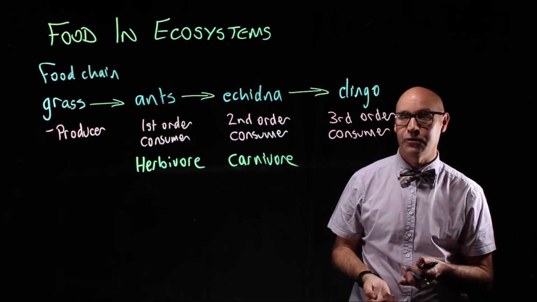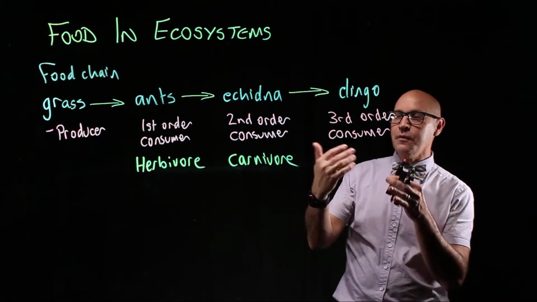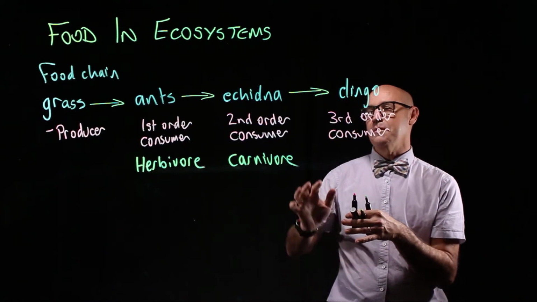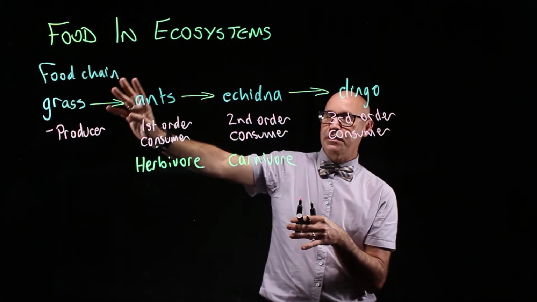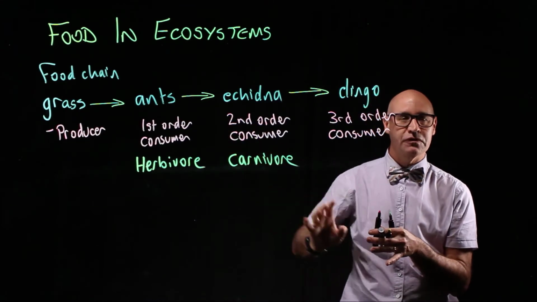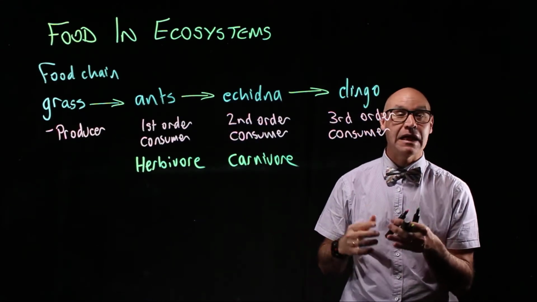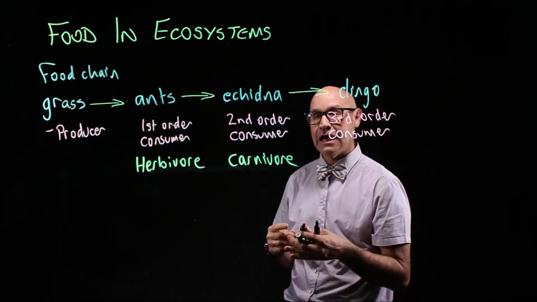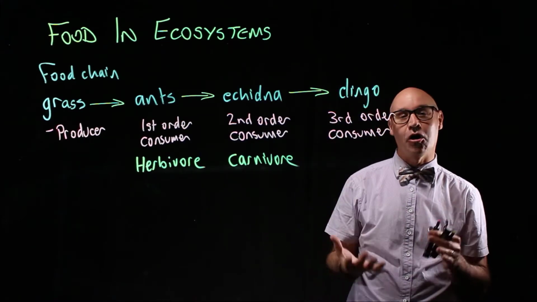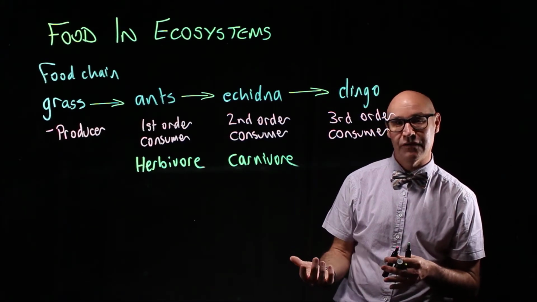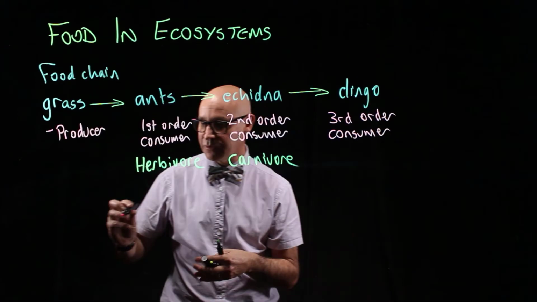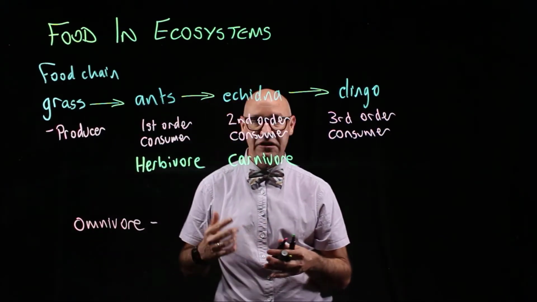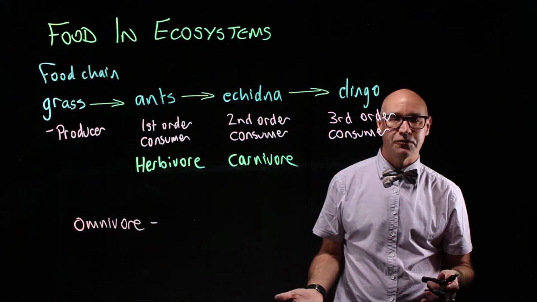Alright, and so you've probably guessed that the dingo is a third order consumer, and obviously is also a carnivore. Now, if we have an organism that eats both plants and animals, well, we've got another name for that, and that's an omnivore. And most humans are omnivores. They eat both plants and animals. So I'll just write that word for you. Omnivore eats both plants and animals.